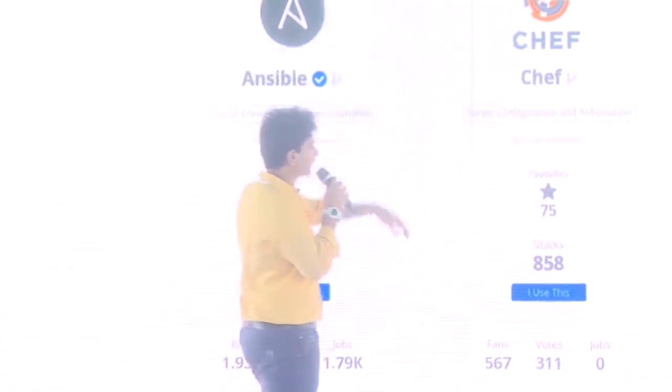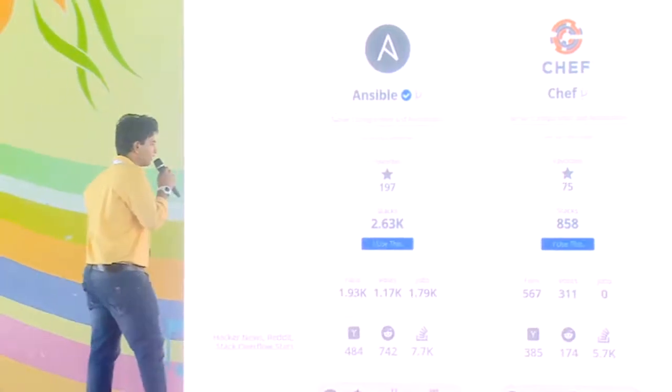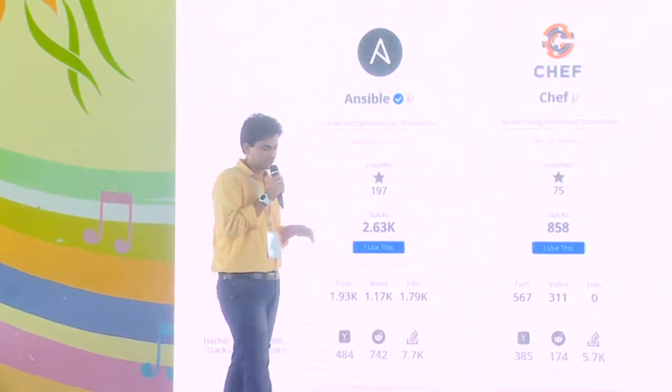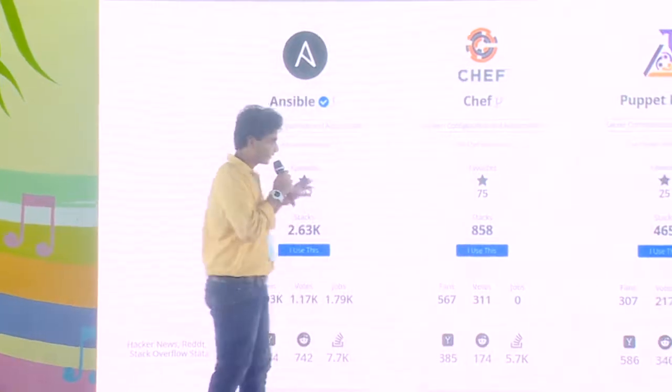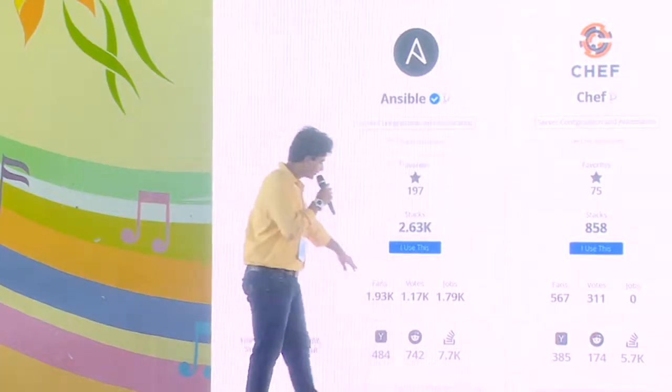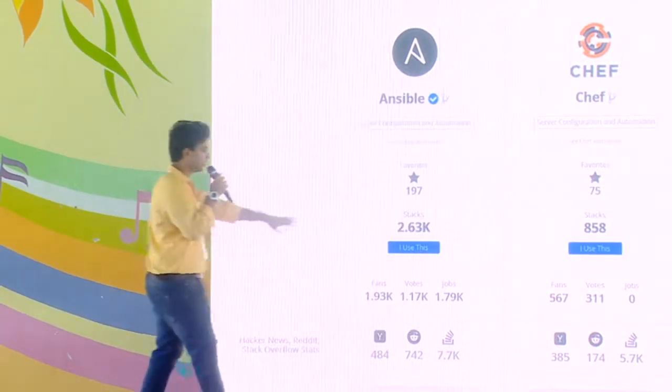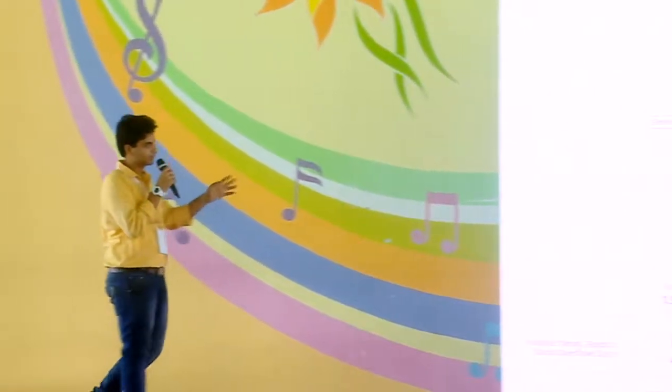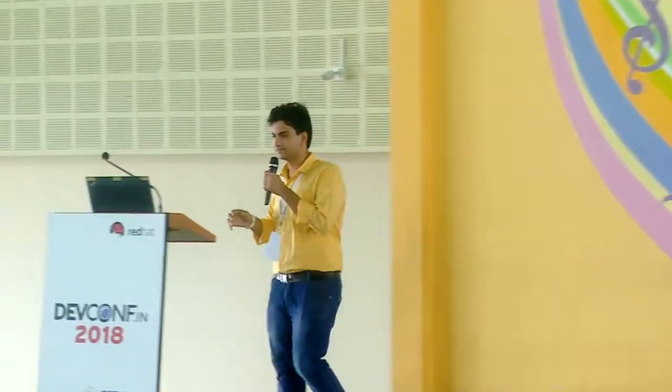But you can see a statistic of comparison between Ansible, Chef and Puppet. The favorites are around 197, which is more than double that of Chef and Puppet. Even at the upstream level, if you talk about OpenStack, previously they were using Puppet, but now they are using Ansible. You can see the fans, forks and jobs, which are far more, around twice that of Chef and Puppet.